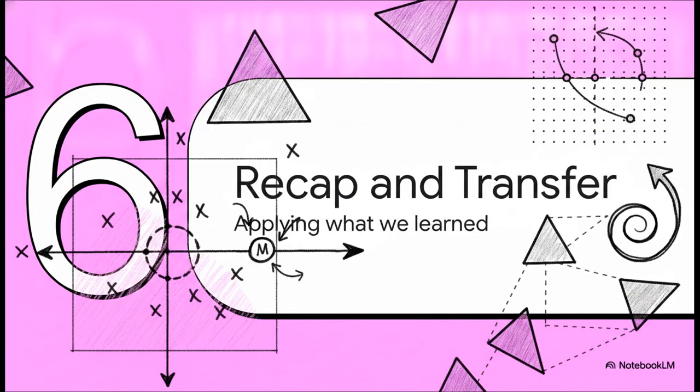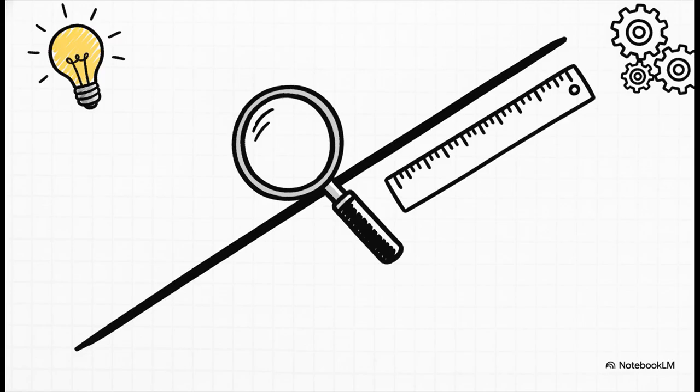Section 6. Recap and transfer. Let's wrap up this explainer. We used coordinate arithmetic to calculate the distance of a horizontal segment by finding the absolute difference of its x-coordinates. Then we found its midpoint by averaging the x and y coordinates. And of course, we always verify our calculations by checking that the midpoint is equidistant to both endpoints.